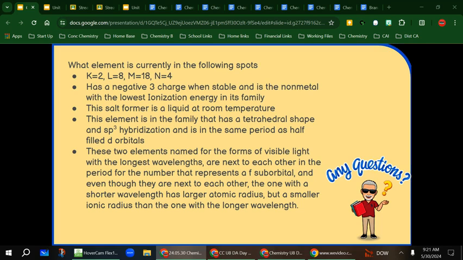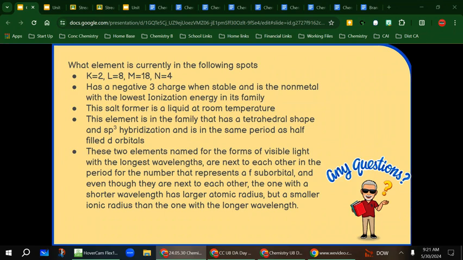Yep, bye. Okay. So, it's arsenic. Trust. What's that? It's arsenic. Yes, you're right. I'm sorry. It is arsenic, not astatine. Thank you. Good job, Cynthia. This salt former is a liquid at room temperature. Bromine. Very good. Bromine, Br.